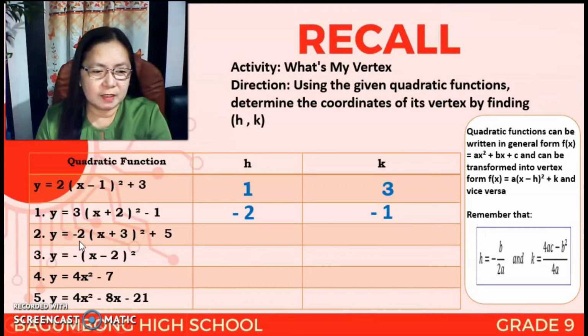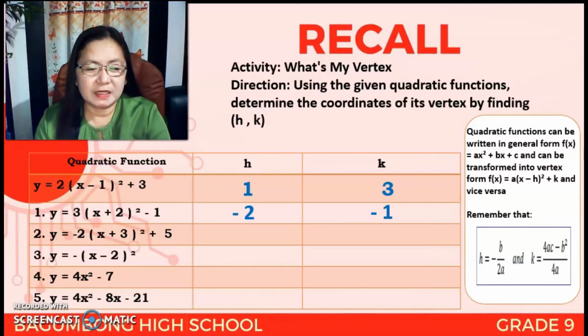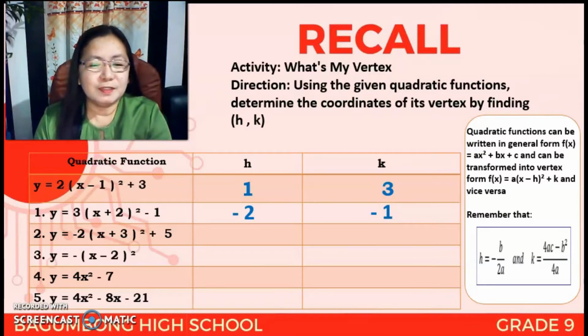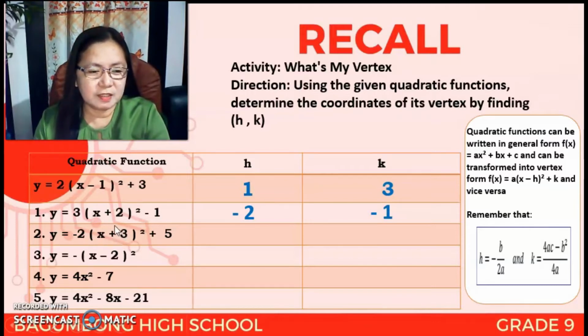Y is equal to negative 2 times the quantity x plus 3 squared plus 5. Just like number 1, the number 2 quadratic function is written in vertex form. So right away you can determine the value of h and k, no need to use the formula for h and k. The value of h is the opposite of positive 3, which is negative 3. And this is the value of k, positive 5.